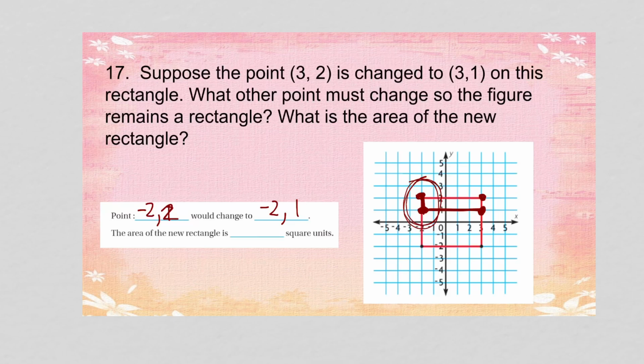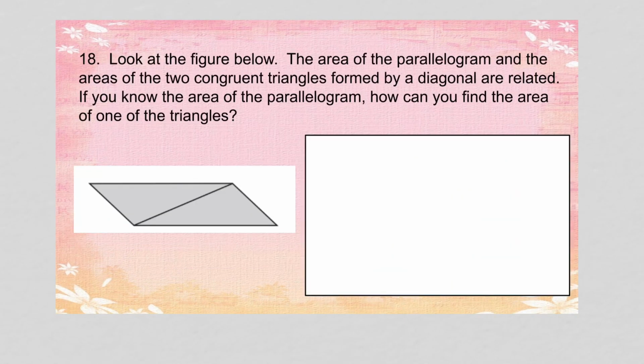Now, this is 1, 2, 3 times 1, 2, 3, 4, 5, which is 15. Or I could have counted these. 1, 2, 3, 4, 5, 6, 8, 9, 10, 11, 12, 13, 14, 15, and so it's 15 square units. Okay, this one wasn't too hard.